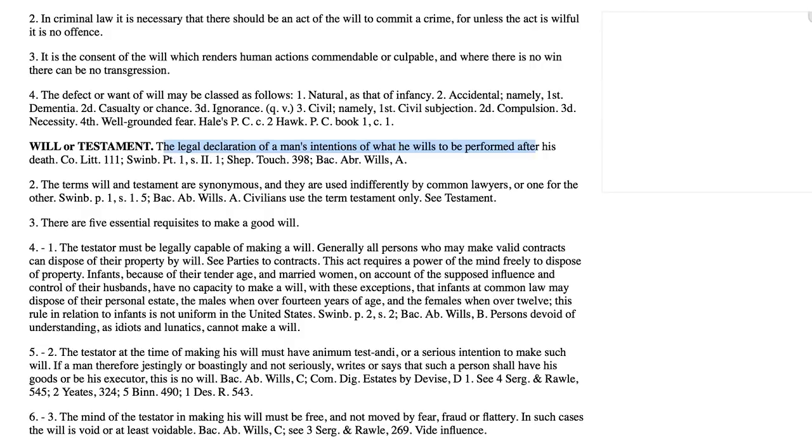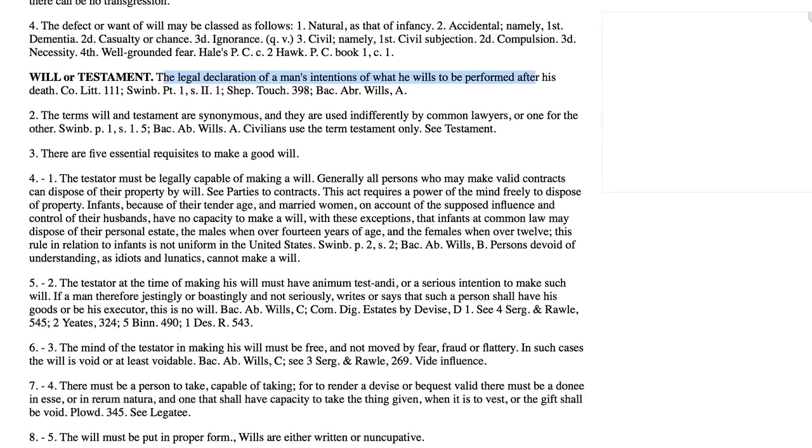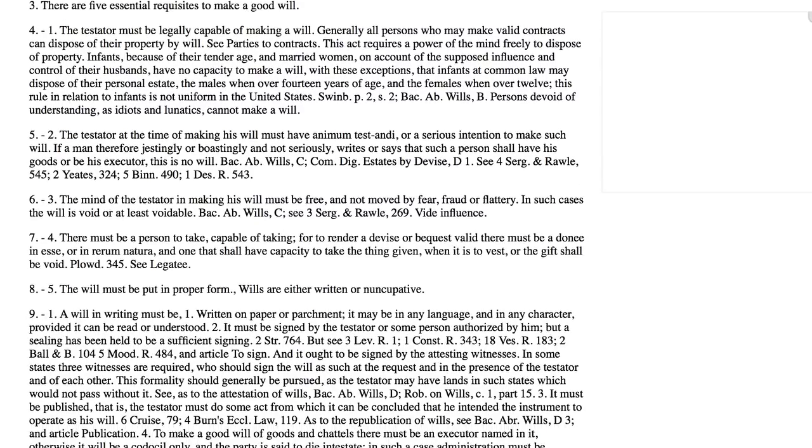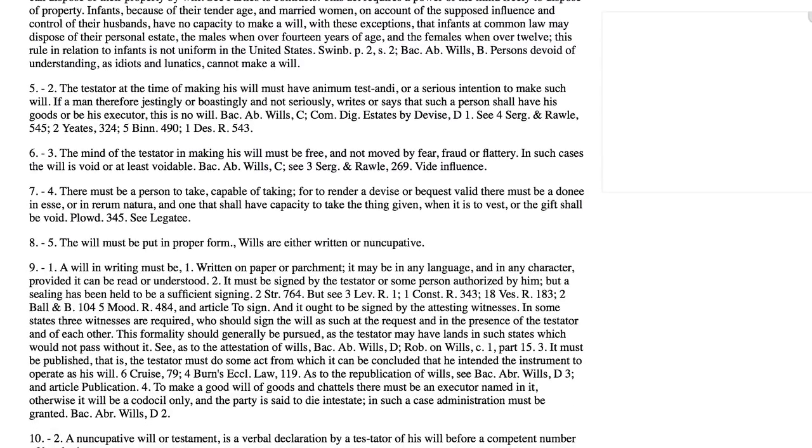I want to go back to the Bouvier's Law Dictionary and show you one more thing here. And this is the legal declaration of a man's intentions. This is within a will or testament to be performed after his death. Now, some people say that because of the de-evolution process, the registration of the private estate into the public estate, it represents the death of the man in common law in one area. So that would be the form of a death. Every birth is a death per se. I'm not here to justify that one way or another, but I do know a will is an expression of a man's intention. And what I want to show you is that it has to be published. A will must be in writing, written on paper or parchment.